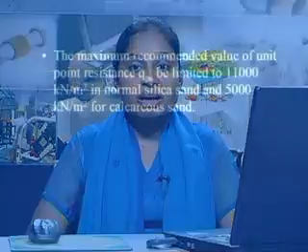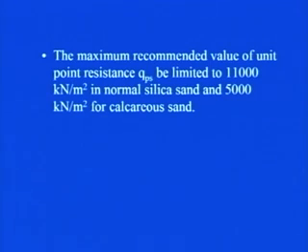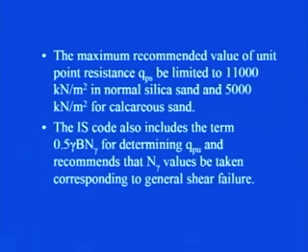The maximum recommended value of unit point resistance, that is qps, is limited to 11,000 kilonewton per meter square in normal silica sand and 5,000 kilonewton per meter square for calcareous sand.